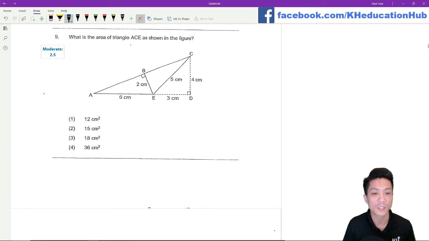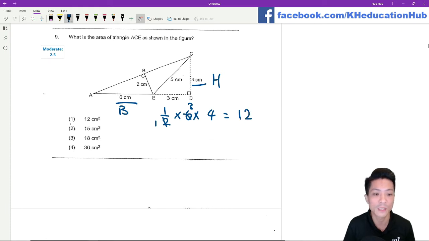Question 9. What's the area of the triangle ACE? ACE is this, as shown in the figure. Now we need to identify the base. Okay, this is the base and the height. And we just apply the formula of area of a triangle, half times base times height. Remember to reduce. Right, 4 times 3 will give you 12. Answer is number 1.